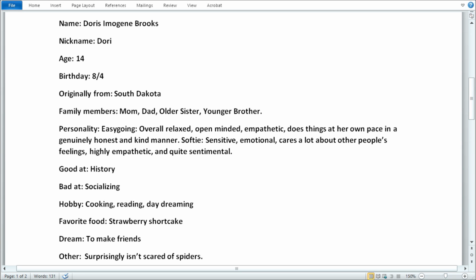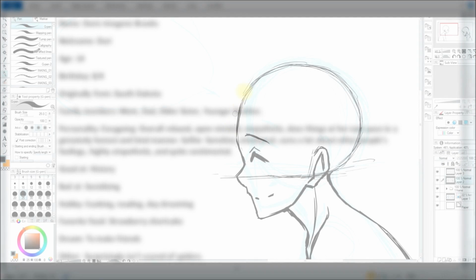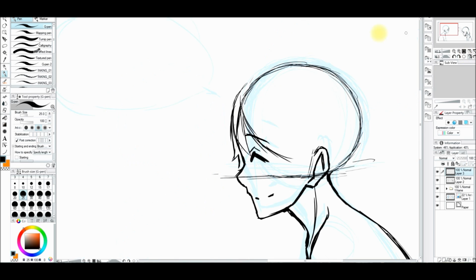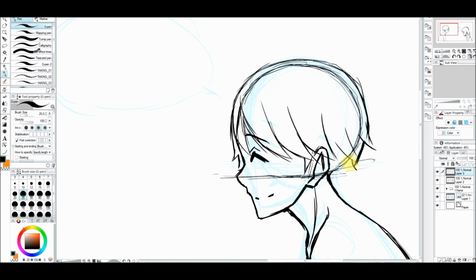Next I have what they're good at, what they're bad at. Doris is good at history. I just kind of picked a random thing I wanted her to be good at, and it can also help develop the character a bit, because then you have maybe a hobby they like doing. Doris's hobbies are cooking, reading, and daydreaming. I kind of made her that she likes to daydream a lot.